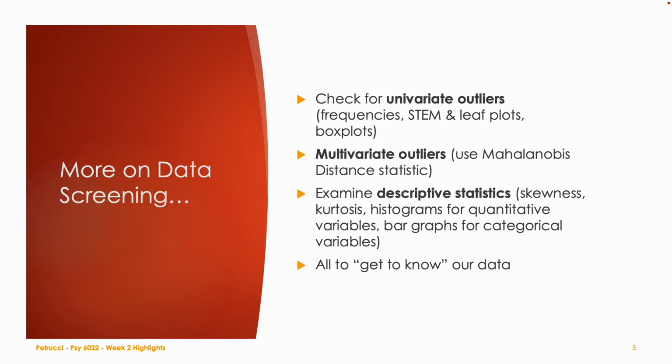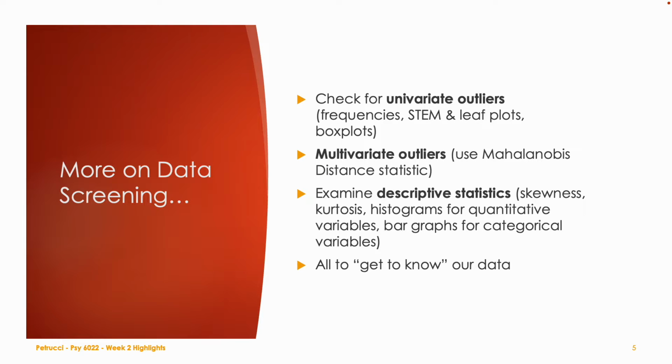More on data screening, we also check for univariate outliers, which just means are there any scores in each of your individual variables. Univariate means one variable at a time. Is there a very high score or a very low score that's far enough away from your other data that we call it an outlier? And we look at frequencies, stem and leaf plots, and box plots to find those.